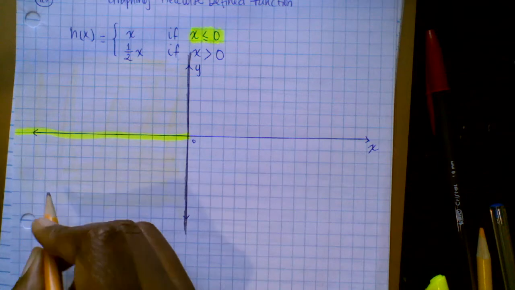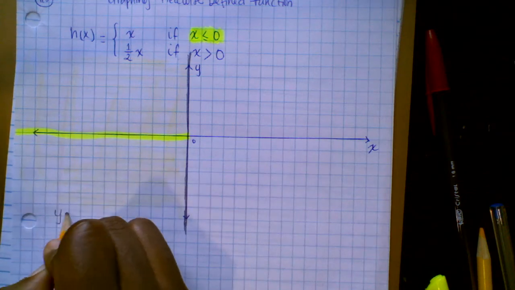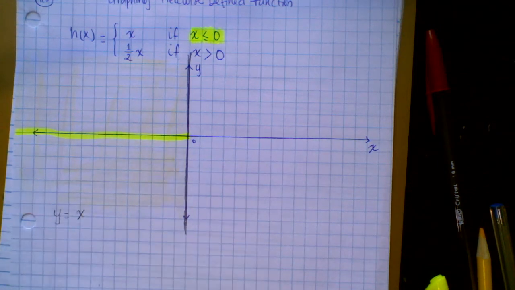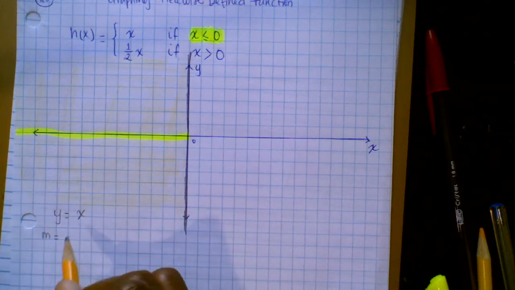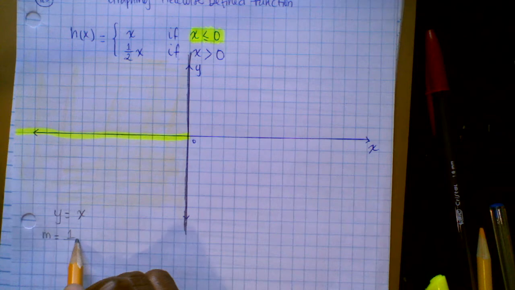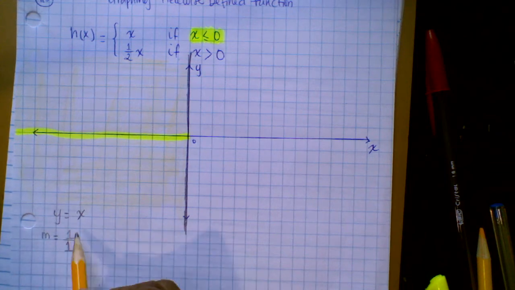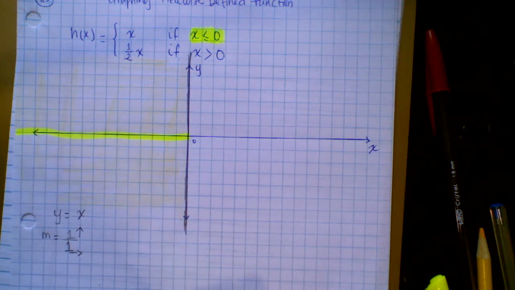So this is the equation. I have y equals x. So what is m? Remember, m is the number in front of x, which is 1. And how do we write 1 as a fraction? We draw a fraction bar and write 1 over 1. So the rise is positive, which means I'm going to go up 1. And the run is also positive, which means I'm going to move to the right 1.